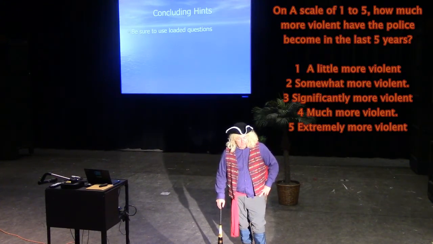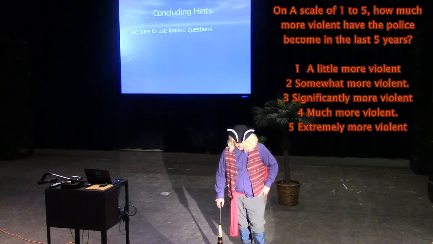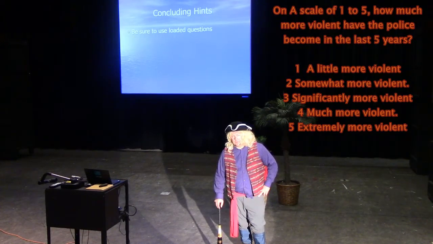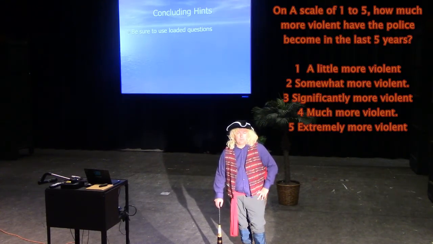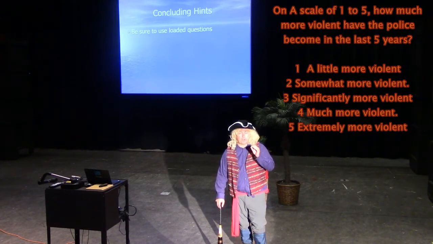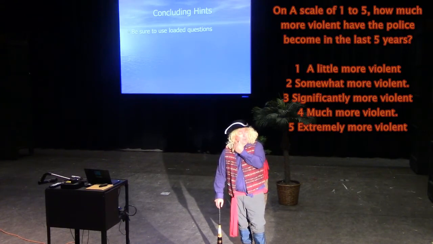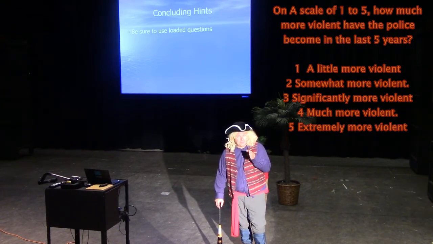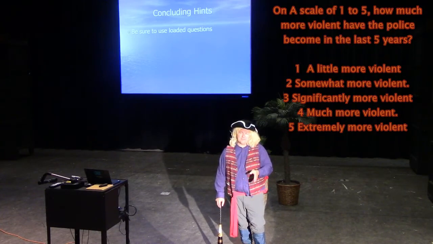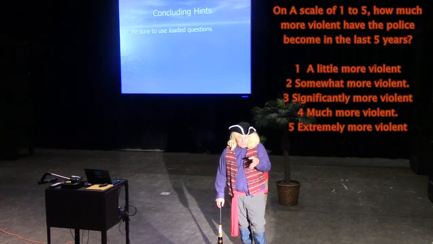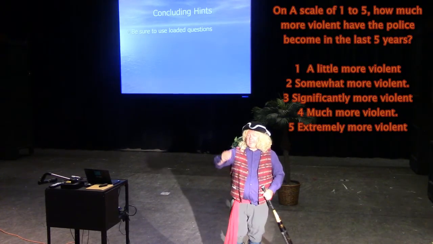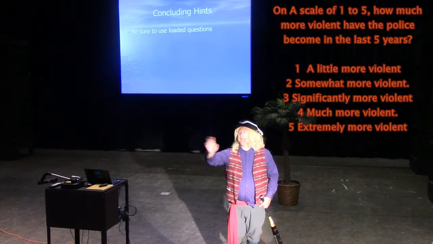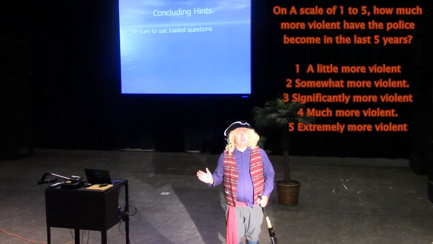And so people write 1, 2, 3, 4, 5, whatever. Now, why is this a loaded question? Because I'm assuming in the question that police have become more violent. I can even put a 0 there for not more violent, but people are guided by the question. They're steered to answer in a particular way by the question itself. So let's say they put 1. Even if they put 1, that means they're more violent. And then I can say in my statistics when I report, 100% of the people think police are more violent.